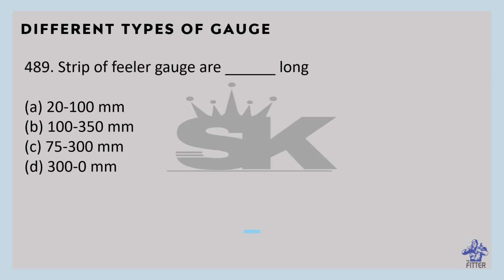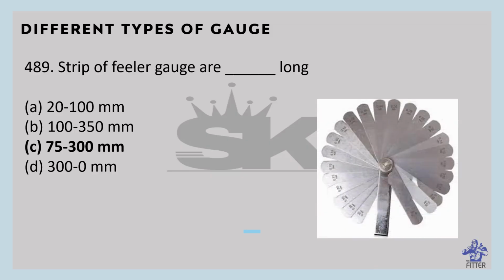The strips of a feeler gauge are 75 to 300 mm long. It is used to check flatness and gap between two mating parts. This gauge is available in various thicknesses. You can see here in the image. Steel feeler gauge sets are used to measure gap width by inserting the gauge into the gap.